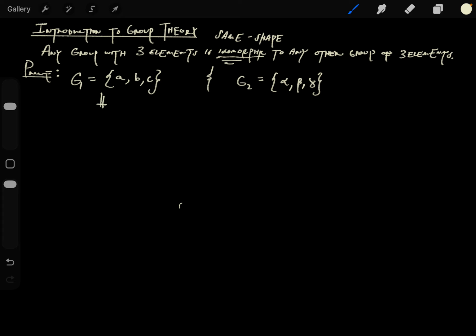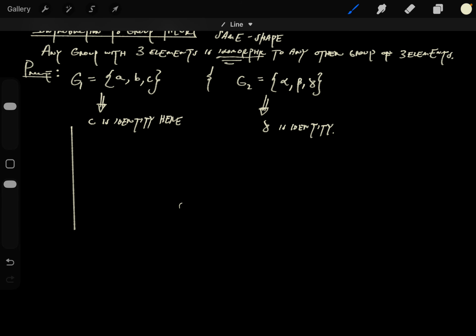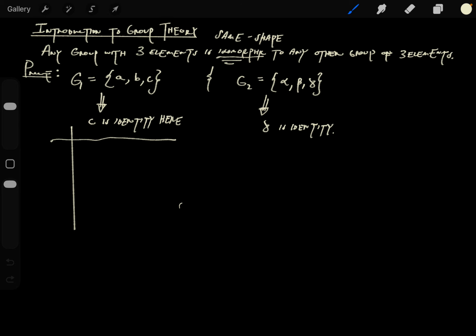We know G1 is a group, so we know that there's an identity element. Let's say that C is the identity here. And for G2, to make it easy, let's say gamma, the third element, is the identity. You always need that. Okay, you need an identity. So now let's go through the multiplication table. With this information, let's see what we can possibly have for G1.